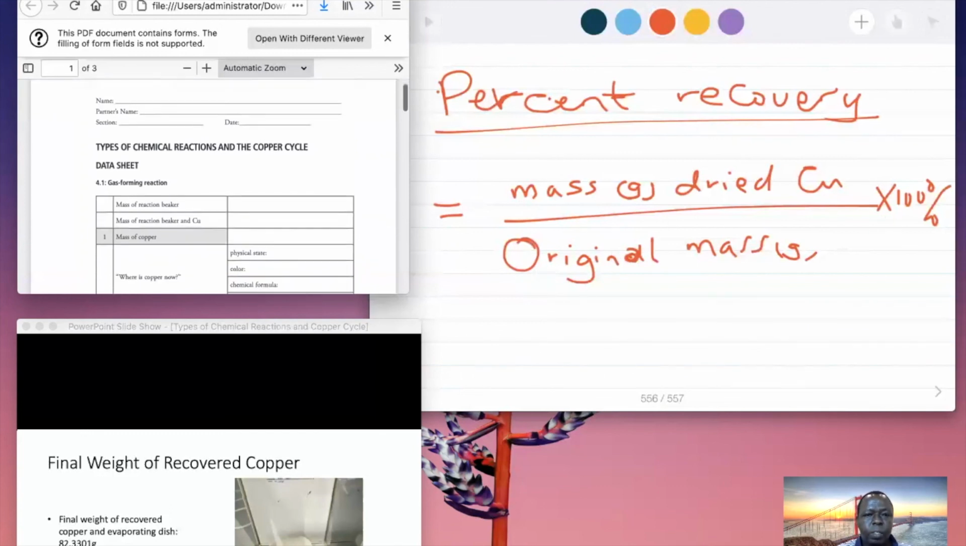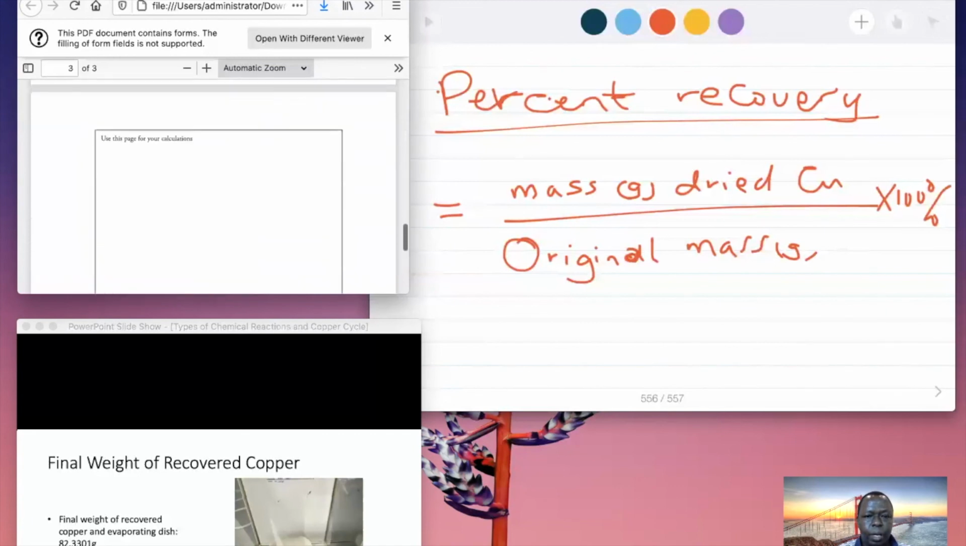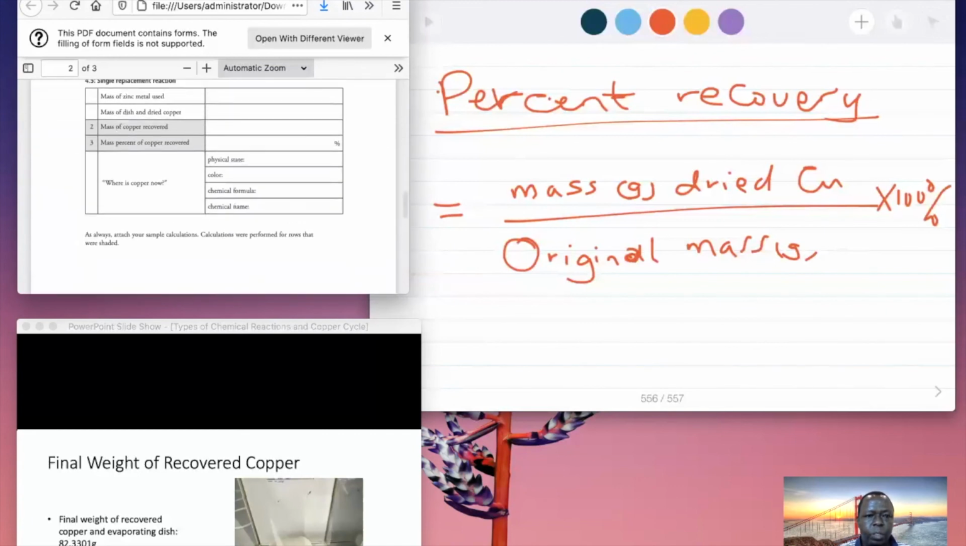You need to ask yourself by looking at the equation, all right, by looking at the equation or so, to complete the last table right here. Where is copper? Physical state? That's after doing everything. Look at the equation as a hint. The physical state, the color, chemical formula, and the chemical name, all right?